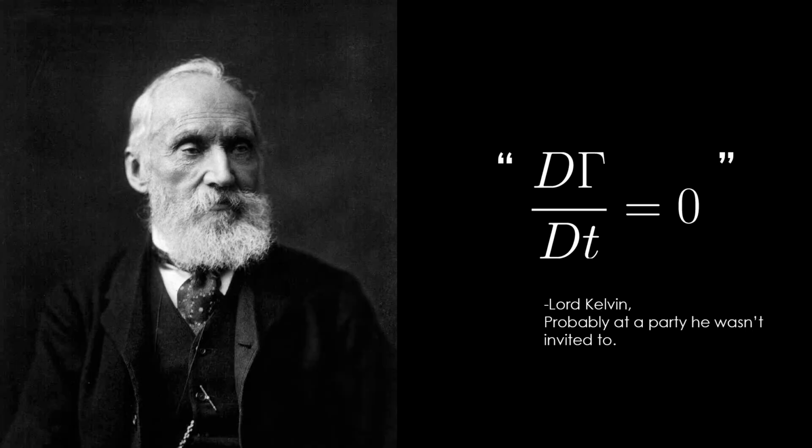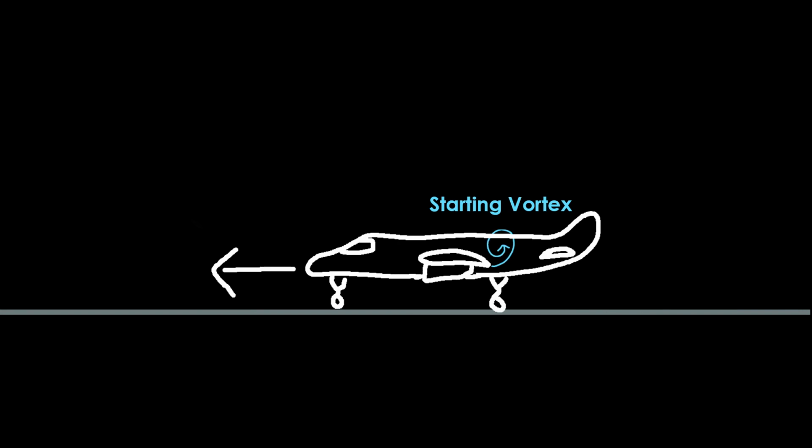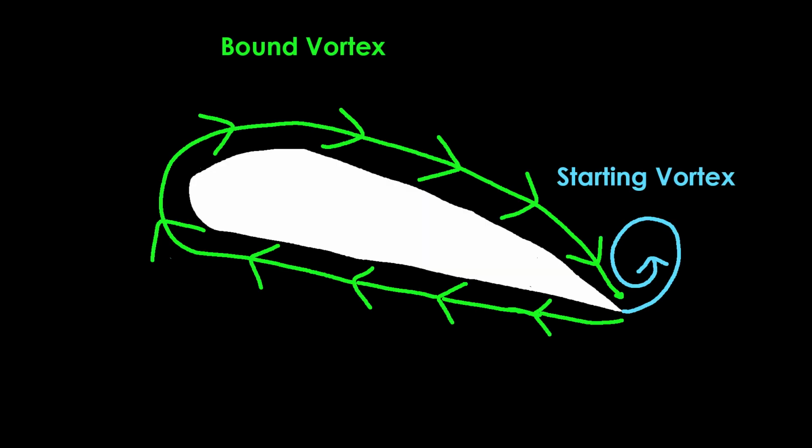In comes Lord Kelvin, that one, with his circulation theorem, which basically states that the net circulation of a fluid is independent of time. In other words, if we start out with a scenario with no circulation around the wings, like, say, a plane sitting on a runway, and produce a starting vortex by moving down the runway, then another vortex called a bound vortex with equal strength but opposite direction has to form somewhere. In the case of our wings, the bound vortex will actually encircle the top and bottom of the wing.